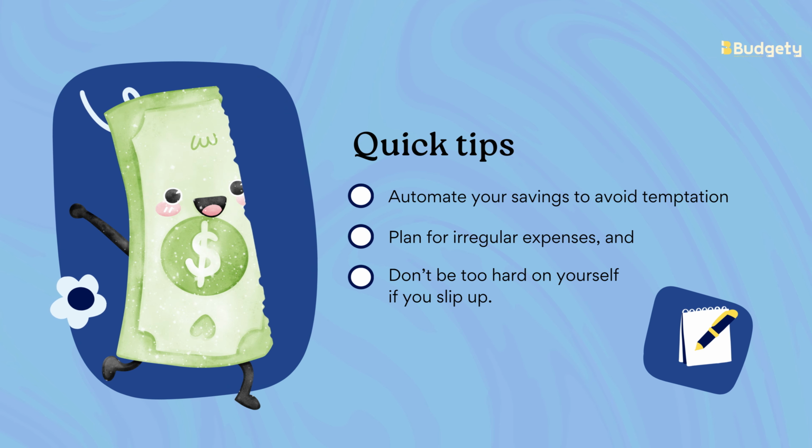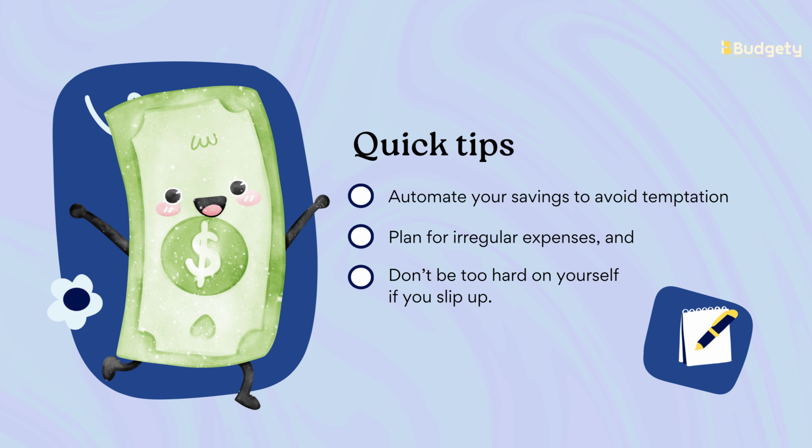Finally, before we call it a day, here are some tips to ensure your spending plan actually works. Automate your savings to avoid temptation. Plan for irregular expenses. And don't be too hard on yourself if you slip up.